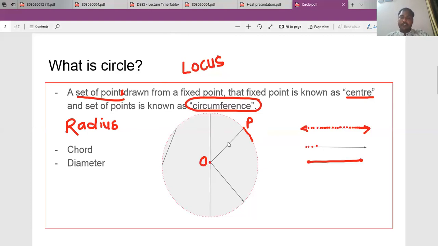How? If we want to define a radius, we can say that OP is a line segment. This one is known as the segment. So OP is representing a segment. A line segment joining a center and a point on the circumference of the circle is known as the radius. And that is represented by the small letter r. In this way, we can represent the radius of the circle.